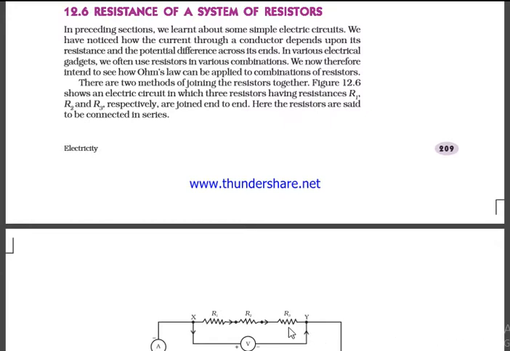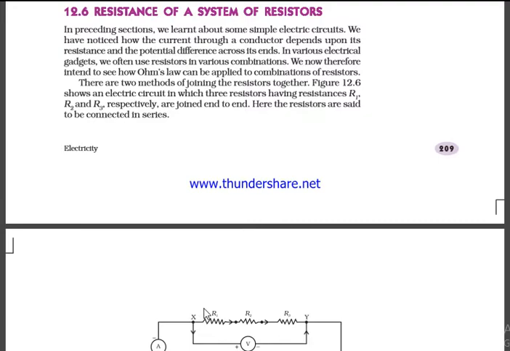So if you look at this diagram, you can see the voltmeter is connected in parallel with these 3 resistors R1, R2 and R3. Similarly, you can see the ammeter, which is in series with these 3 resistors R1, R2 and R3.